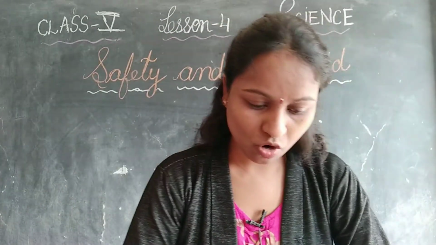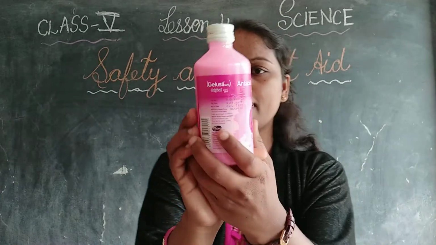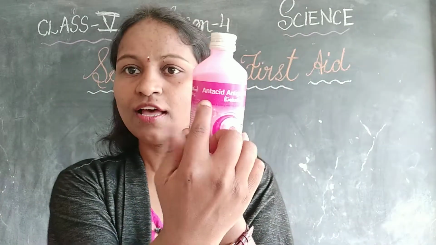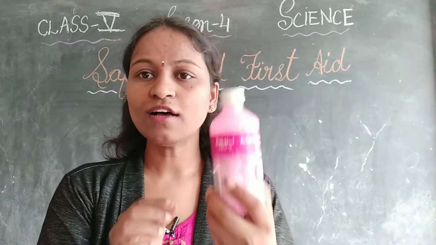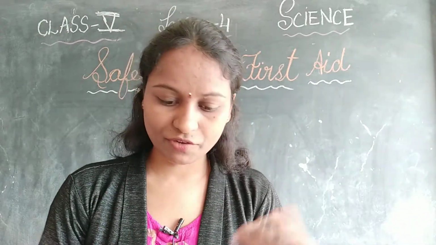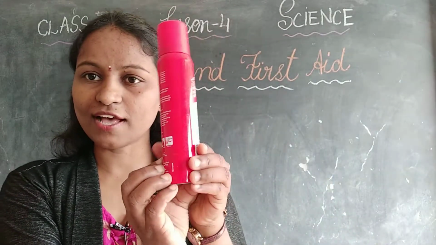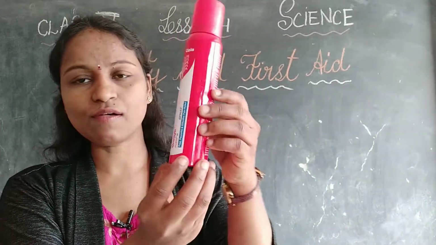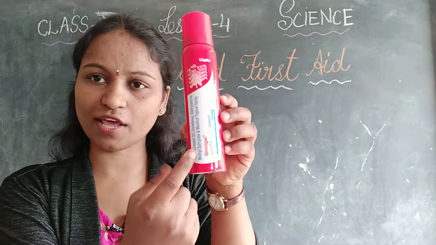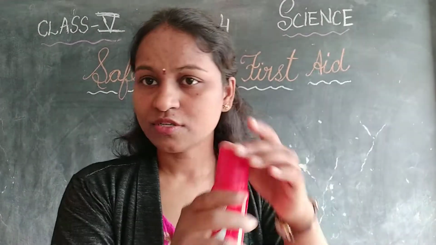Next one, I'll show what is there one by one. This is the antacid or anti-gas. It helps in digestion whenever you have the feeling of acidity. This is the painkiller, as you can find in the supermarket or anywhere. Just spray it.